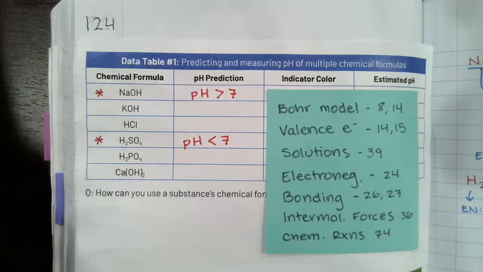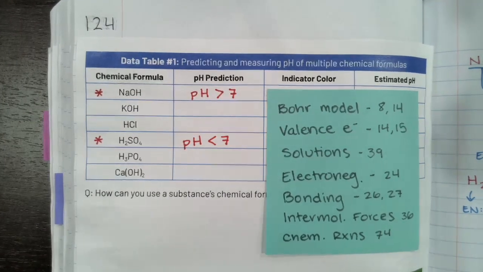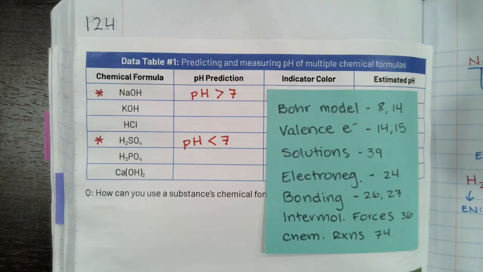All right. So once again, KOH there, HCl here, H3PO4, and CaOH right there. I want you to talk with your table and figure it out together. Figure out the valence electrons and try to put it together.